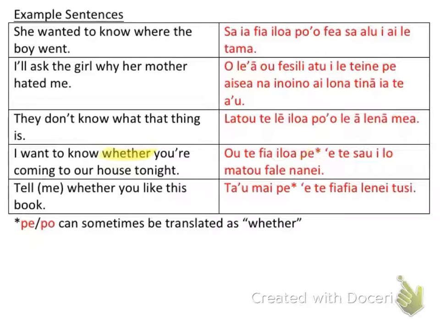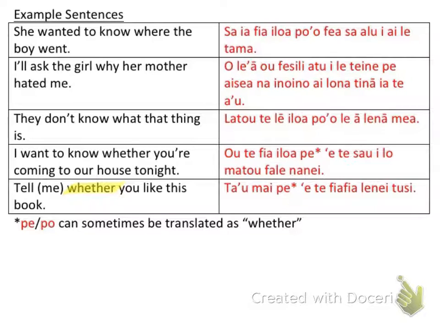Okay? So then in our final example, you'll see whether again. So this is another implied question. And also, again, I see pay. So tell me is ta'u mai, and then the whether is pay, and then you like this book, pay e te fiafia i le tusi.